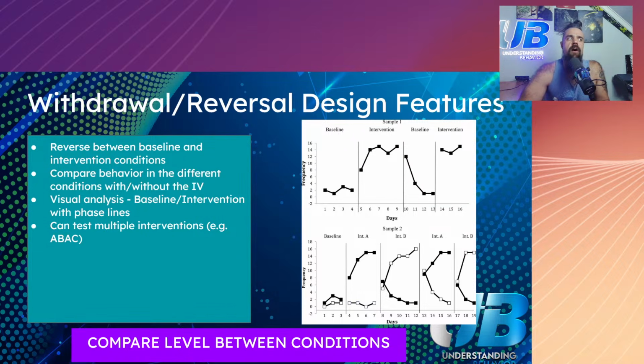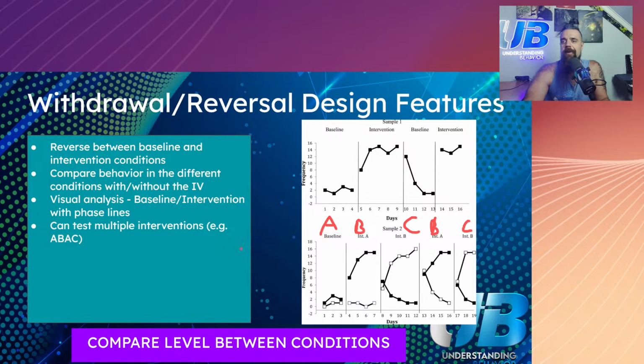This design is also good for testing out multiple interventions. So we might call this an ABAC arrangement. If we look at the second graph down here, that's exactly what we're doing. A is always going to be our baseline. Then B is our intervention condition. And then we have a second intervention, which is going to be called C in our chart. So this was an A, B, C, B, C. But oftentimes we do an arrangement like A, B, A, C.